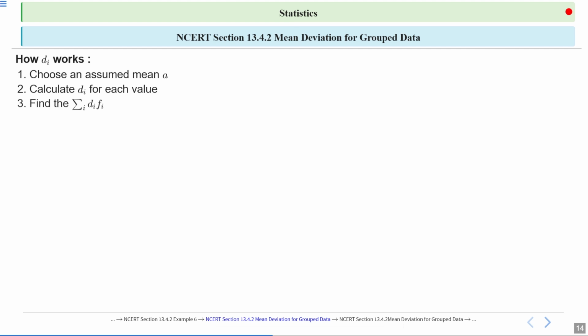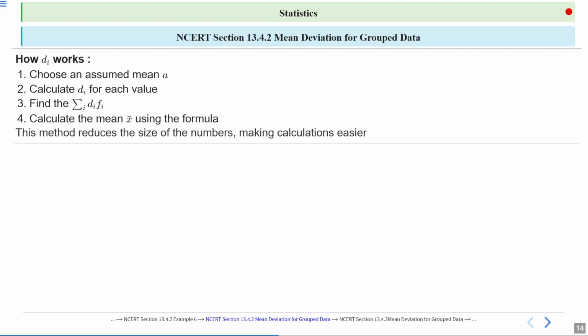Then find the summation di into fi. Then we calculate the mean x bar using the formula. So this method reduces the size of the numbers, making calculations easier and faster.